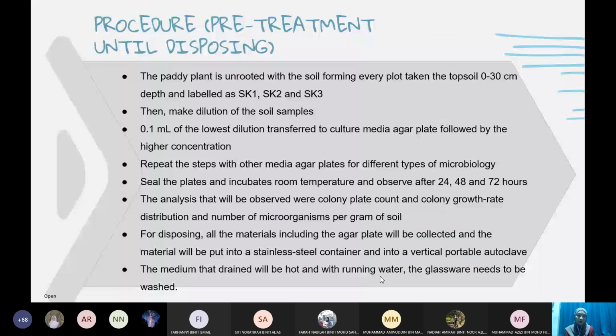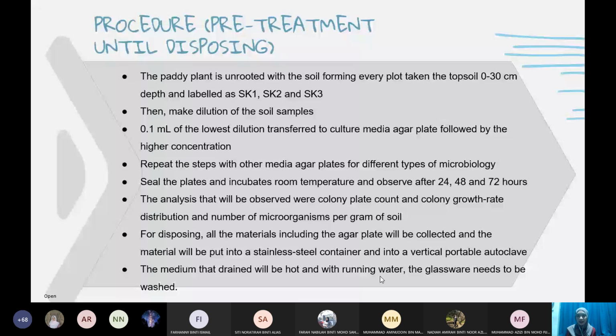First, the paddy plant is uprooted with the soil from every plot, taking the topsoil at 0 to 30 cm depth, put in a clean bag and labeled. The sample must be transported to the laboratory in 24 hours maximum. After that, make dilutions of the soil sample including 12 replicates, and then 0.1 milliliter of the lowest dilution is transferred to a culture media agar plate, followed by the higher concentrations. Repeat the steps with different agar plates for different types of microbes.